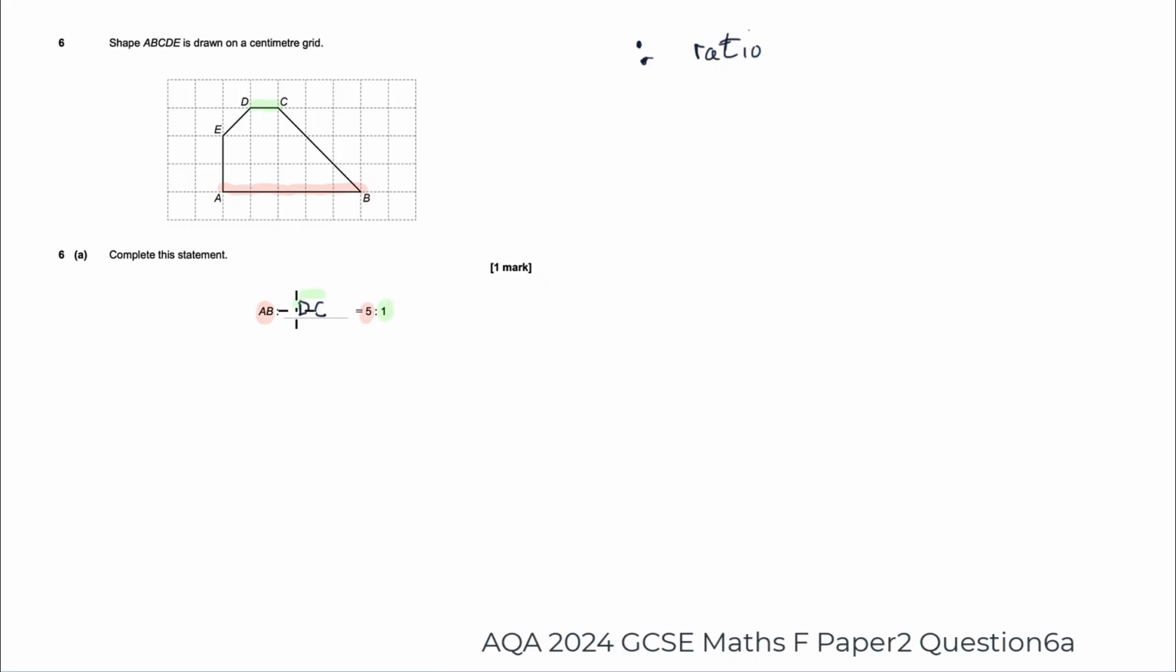And just to complete the colour scheme, there we are. So length AB to length DC is length 5 to 1. AB is 5, DC is 1. So that's that statement completed. So let's move on to part B.